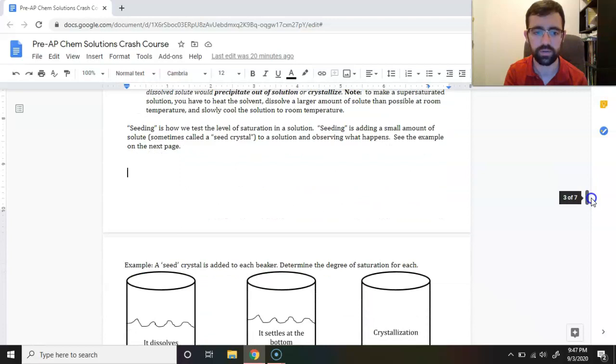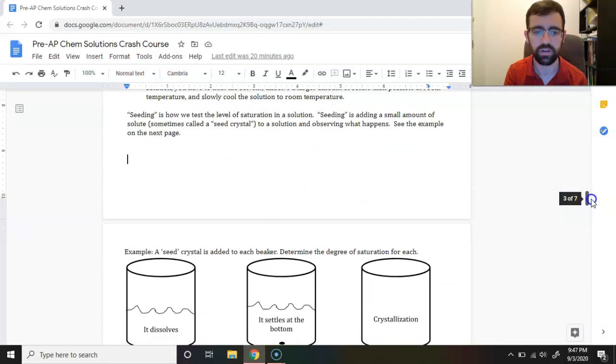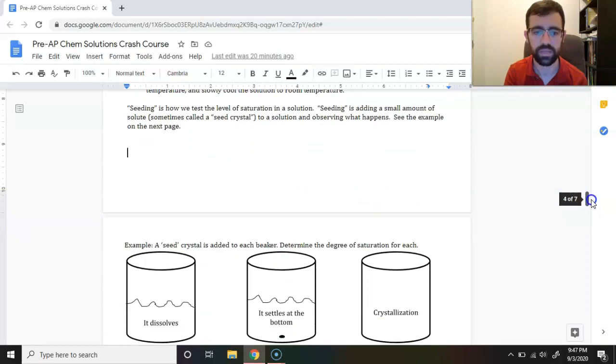So in this example, a seed crystal is added to each beaker, and we want to determine the degree of saturation of each. So the first one, if I dropped a seed crystal into it and it just dissolved, what kind of solution was this before I put the seed crystal in? You got to think about that.